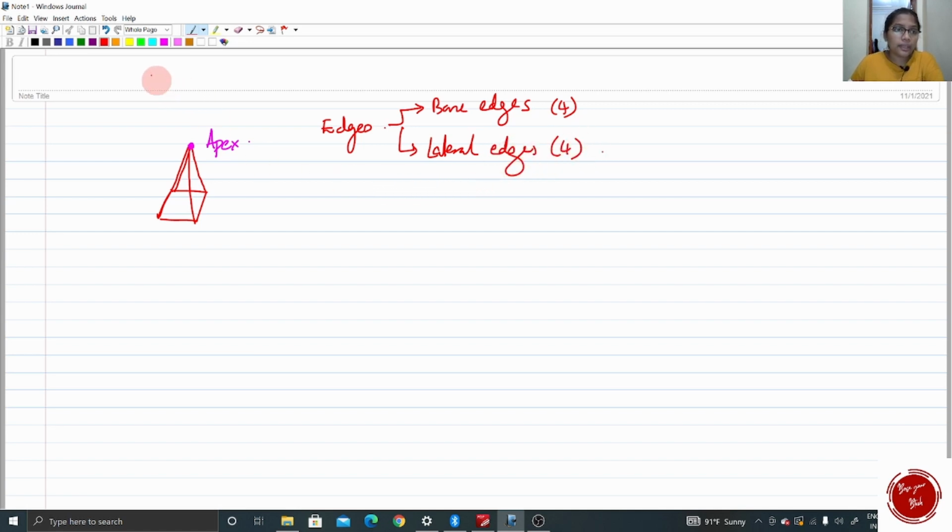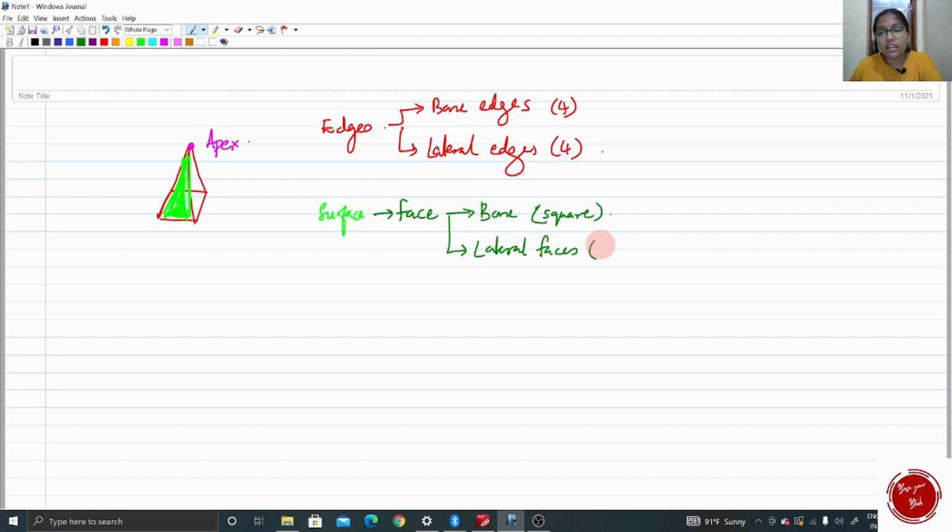And another parameter connected to this square pyramid, connected to any type of solid, is the face. Okay, that is that surface. That surface is called face. So for a square pyramid, we have a base which is square shaped, and we have lateral faces which are triangular shaped. Okay.